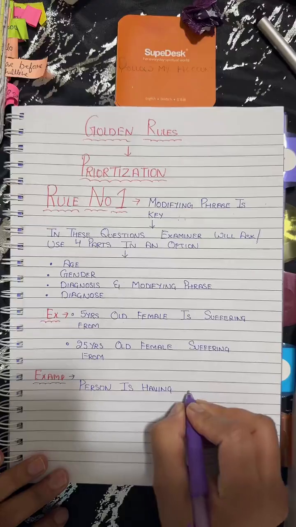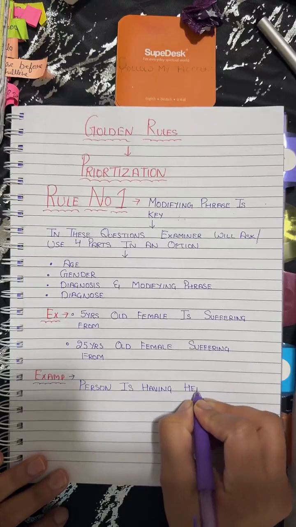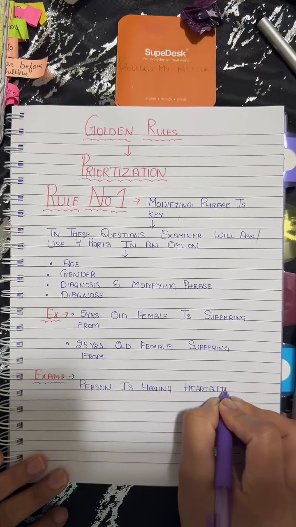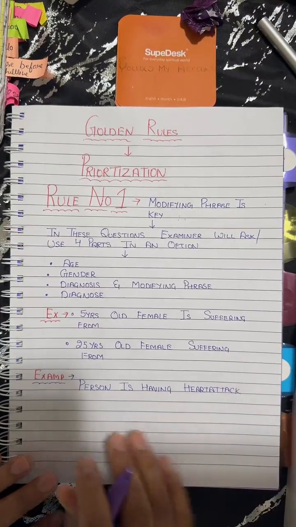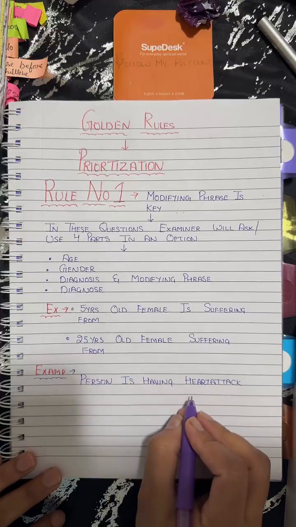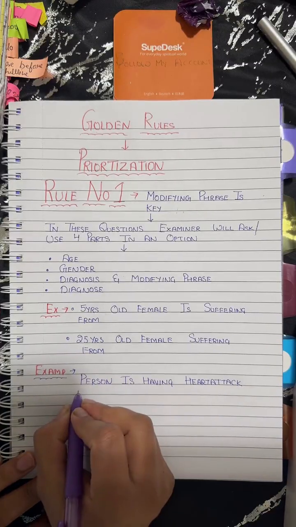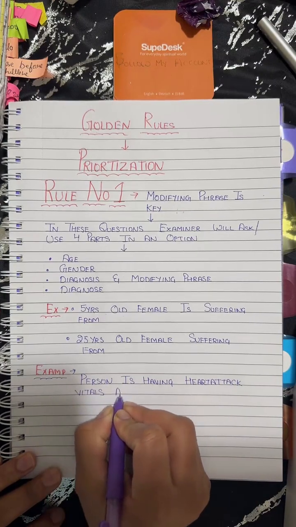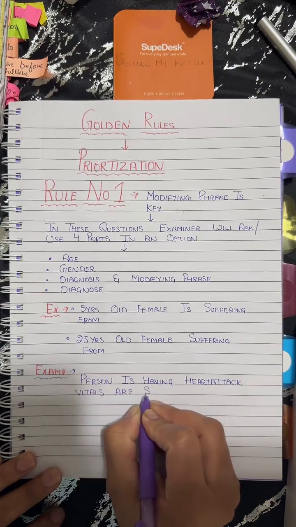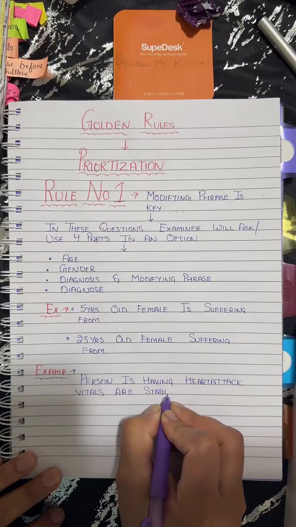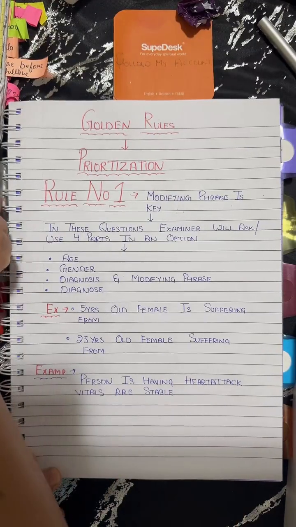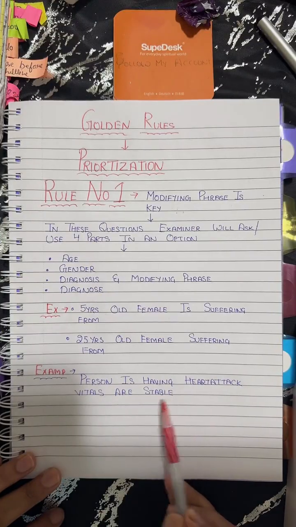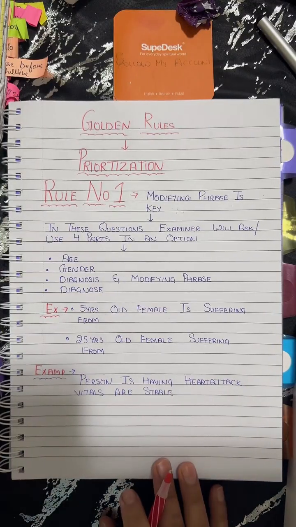Okay, so a person is having a heart attack. Okay, so vitals are stable. So now, which one is the diagnose and what is the modifying phrase here? What kind of?